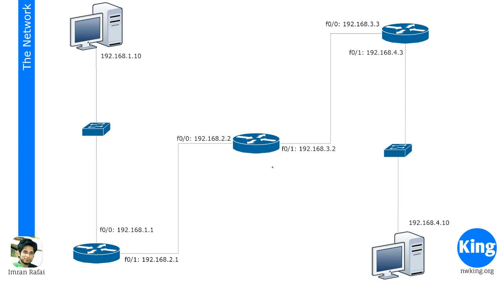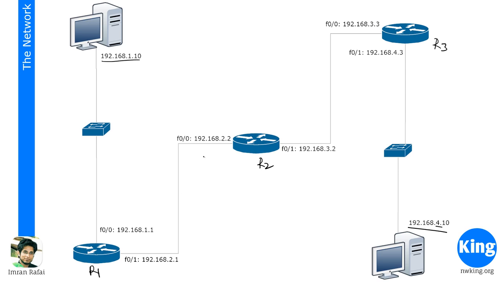So this is the update. This is the network where we have 3 routers. This is R1, this is R2, and this is R3, right? R1, R2, and R3. This computer is 192.168.1.10. This is 4.10. What I have done is 4 denotes the 4.0 network, right? This is up to you.